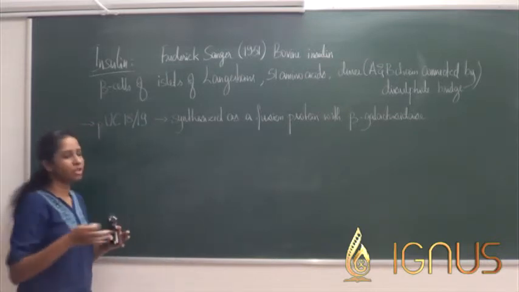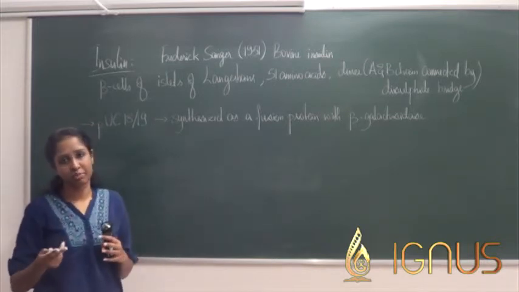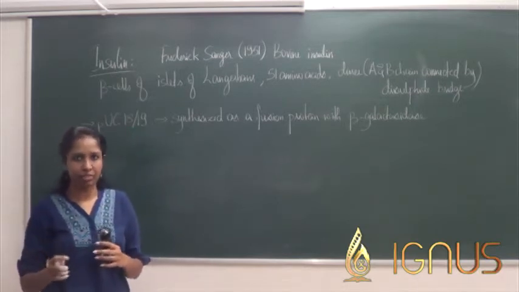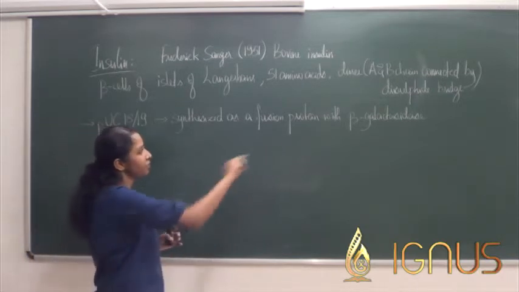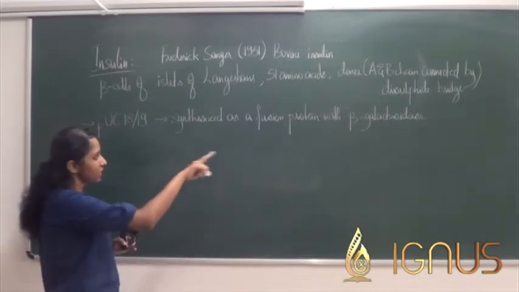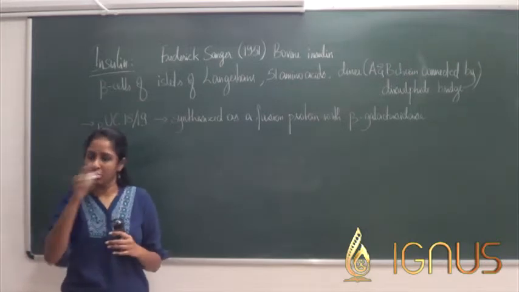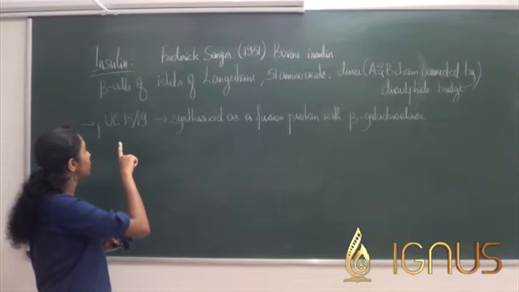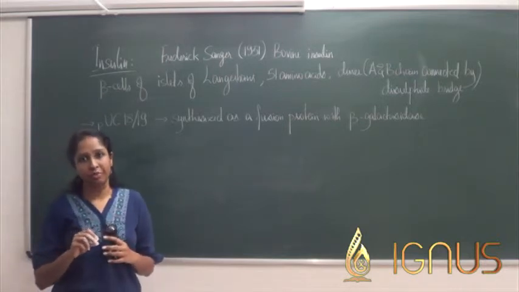Now pUC18 or 19 of course have 2 selectable markers. They have an ampicillin resistance gene and a LacZ gene which is going to be coding for the enzyme beta galactosidase. Now what was done was to connect the beta galactosidase gene on the pUC18 or 19 with the gene that is going to be synthesizing the insulin molecule.